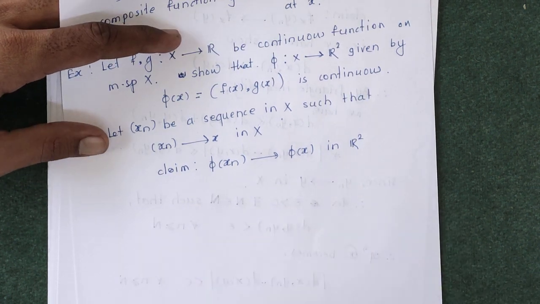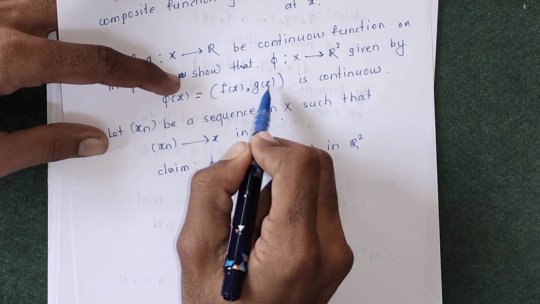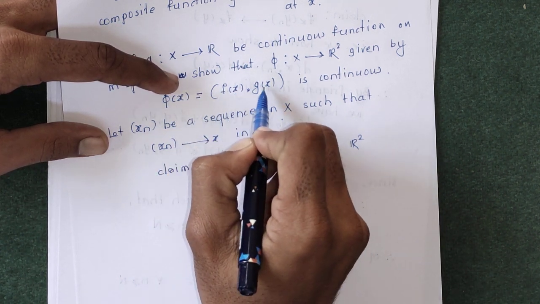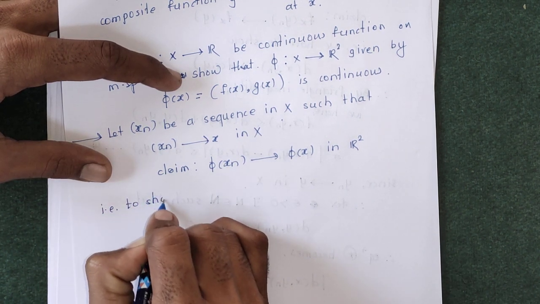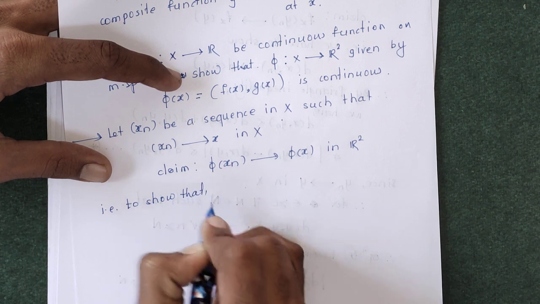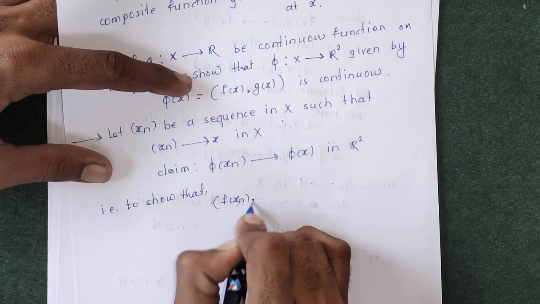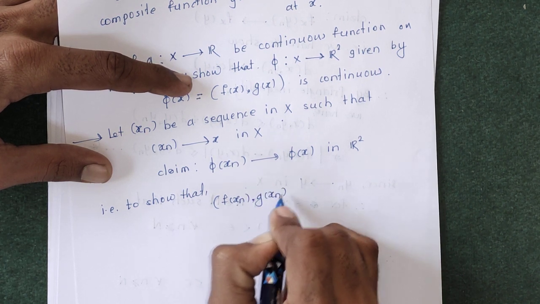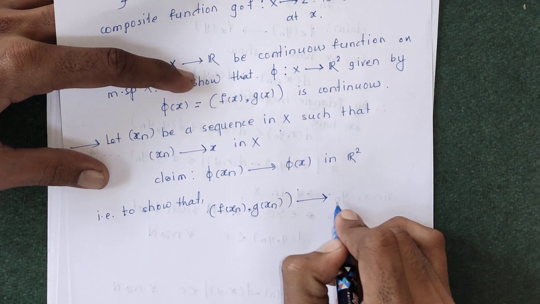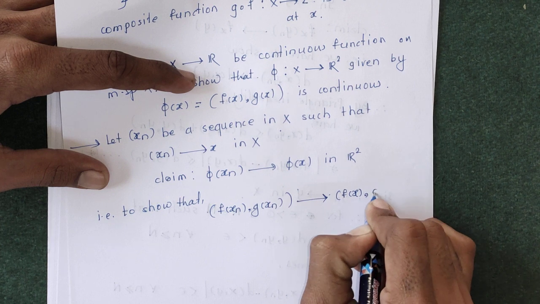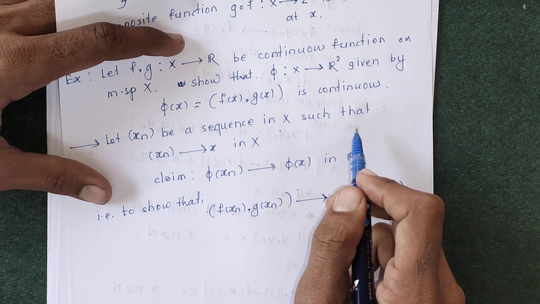That is, we have to show that phi of xn, where phi of x is defined as (f of x, g of x), so phi of xn will be (f of xn, g of xn), converges to (f of x, g of x) in R square.